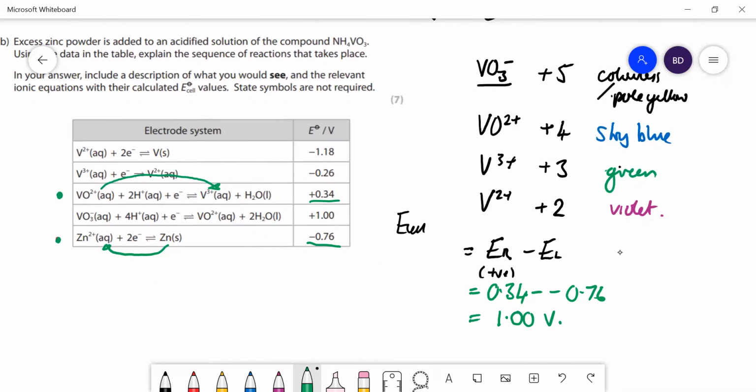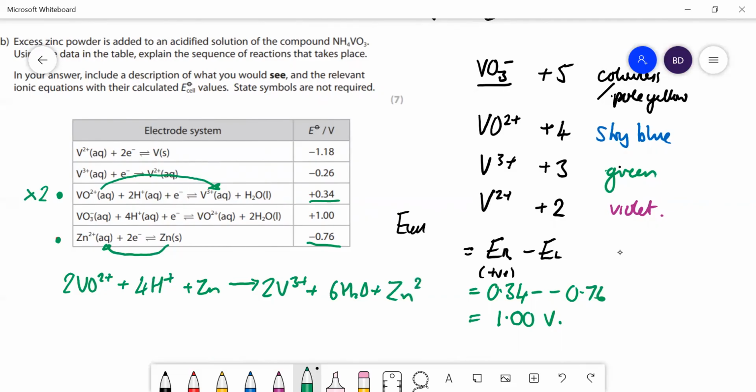Now let's write the equation for that. Once again, we're going to have to multiply this one by 2 because this is only a 1 electron process. So we're going to get 2 VO2 plus, oh, we need to take the colors here as well. Let's just write this equation and go back to that. We're going to get 4H plus, plus zinc, going to 2V3 plus, 6H2O, plus zinc 2 plus.